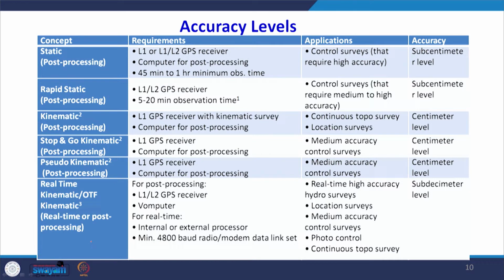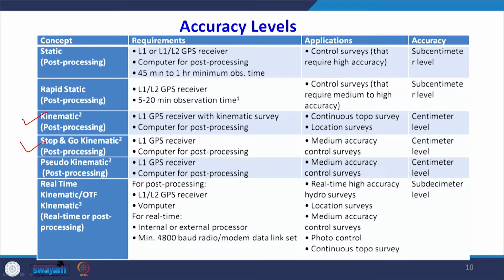Here the table gives, in the first column, the different methods: static, rapid static, kinematic method, stop and go method, pseudo kinematic method, real time kinematic method. And the second column mostly says that you have L1 carrier receiver and L2 type receiver. So, both receivers are working mostly on both frequencies, but there are certain methods like the kinematic method and stop and go kinematic method where a single frequency receiver can also be used. Dual frequency receivers are expensive as compared to single frequency receivers.